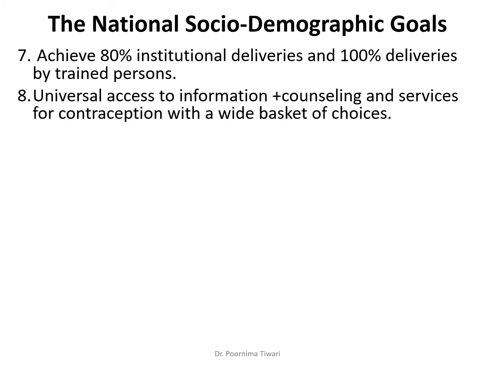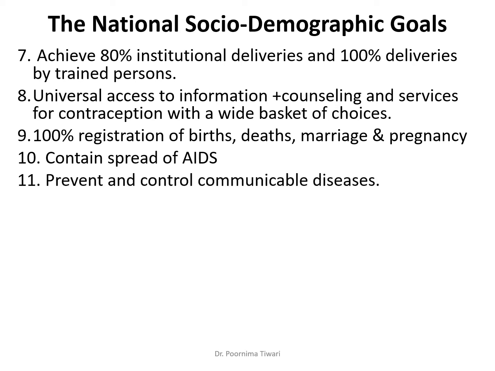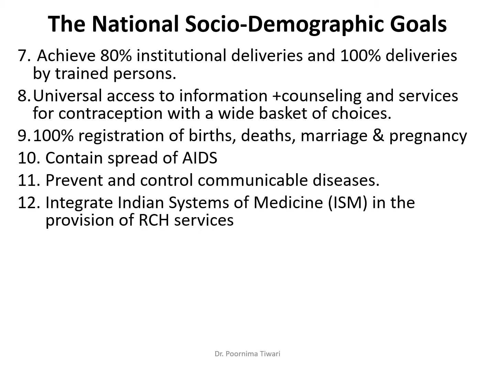Eighth goal, universal access to information and counseling of contraceptive methods and services, provision of these contraceptive methods with a wide basket of choices of contraceptives. Ninth, 100% registration of birth, deaths, marriage, pregnancy, etc. Tenth goal, to contain the spread of acquired immunodeficiency syndrome or AIDS. 11th, to prevent and control the communicable diseases in general, means improve the general health of the population.